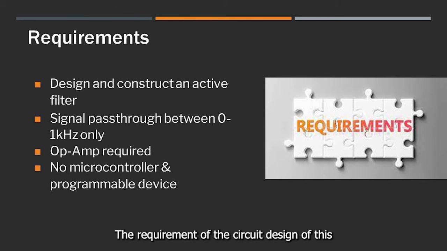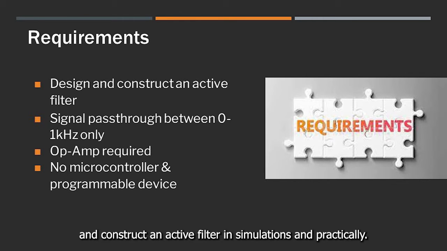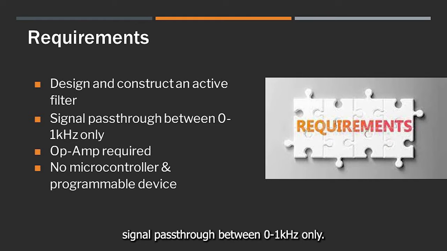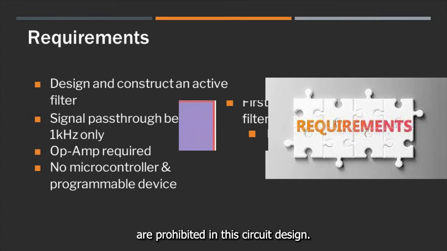The requirement of the circuit design of this active low pass filter is to design and construct an active filter in simulation and practically. The circuit design should only let signals pass through between 0 and 1 kHz. The op amp is required to be applied in the design. Microcontrollers and programmable devices are prohibited in this circuit design.